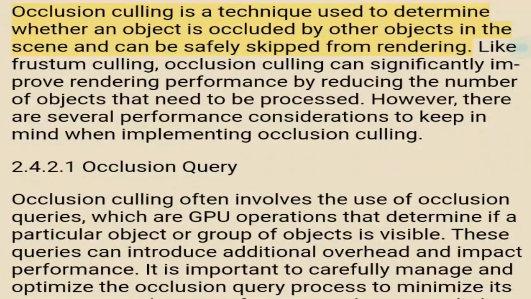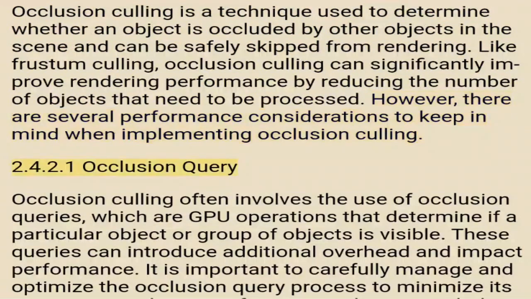2.4.2 Occlusion culling performance. Occlusion culling is a technique used to determine whether an object is occluded by other objects in the scene and can be safely skipped from rendering. Like frustum culling, occlusion culling can significantly improve rendering performance by reducing the number of objects that need to be processed. However, there are several performance considerations to keep in mind when implementing occlusion culling.